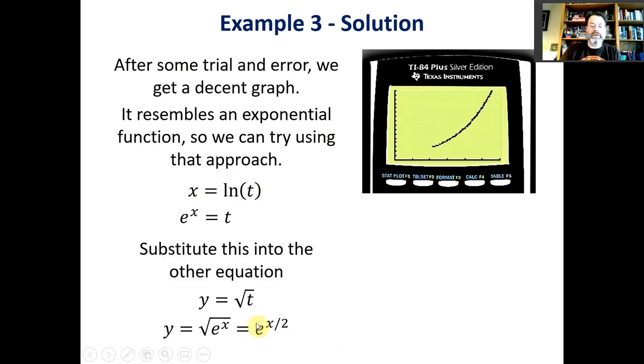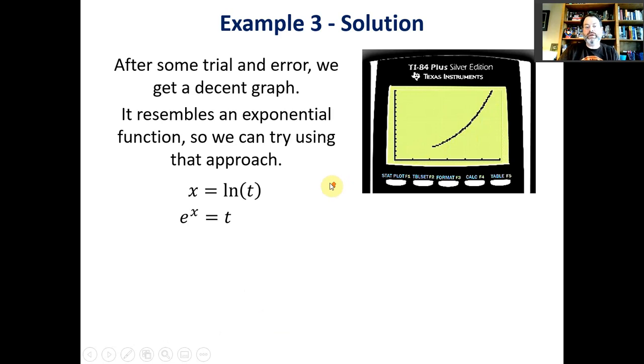So when I plug e to the x into square root of t, the square root of e to the x is just e to the x over 2. So this is my function right here. This is e to the x over 2. And then we still have to mark it with an arrow.